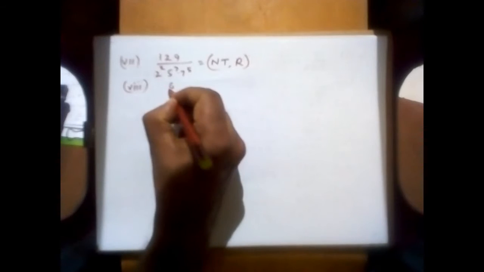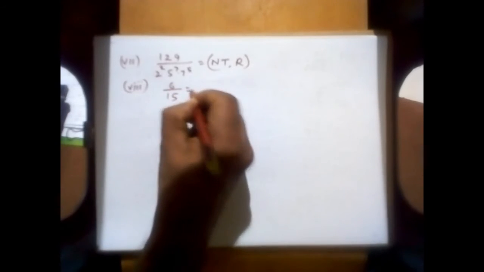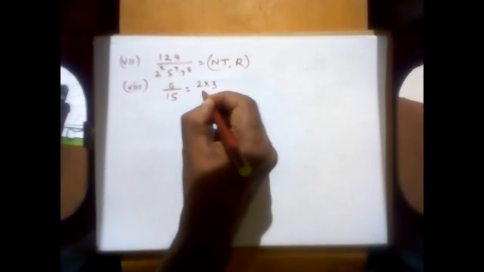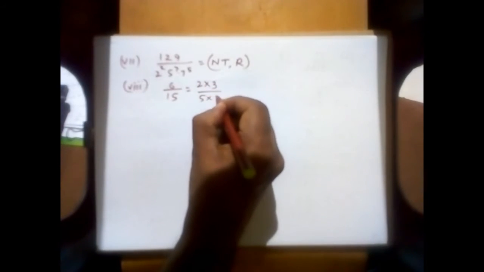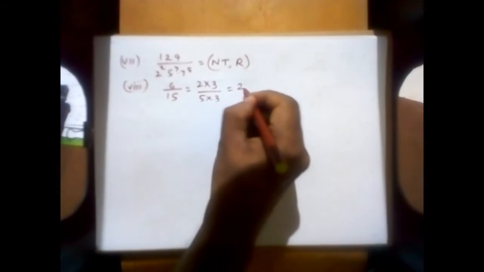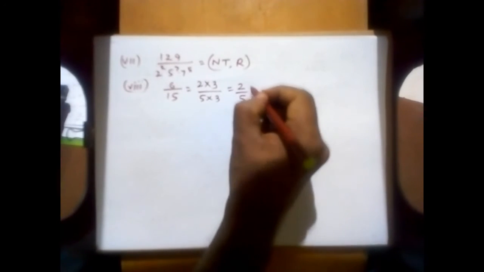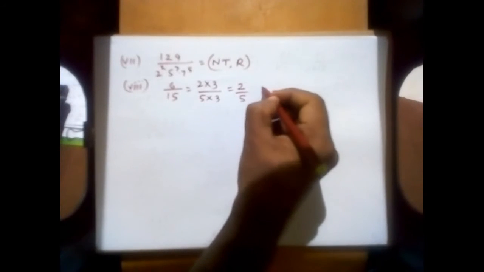Eighth question, 6 divided by 15. 6 divided by 15 can be reduced to 2 divided by 5 into 3, so that is 2 divided by 5. Again it is of the form 2 raised to n into 5 raised to m. So it is terminating.